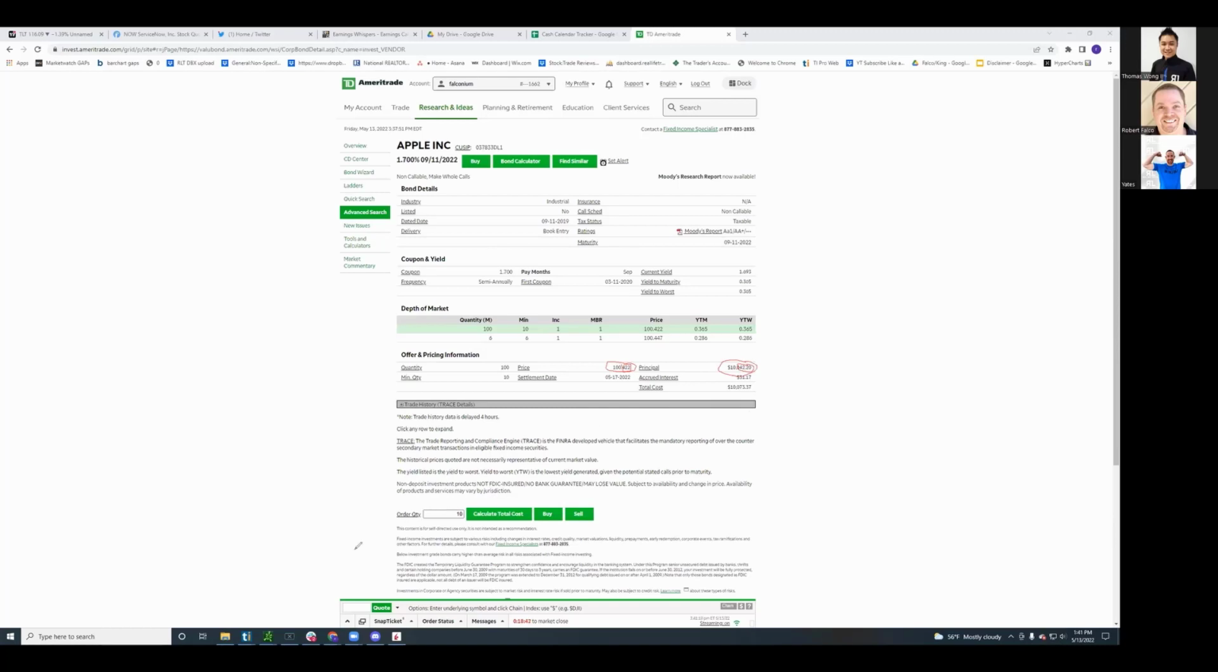Apple can basically issue debt almost at the same rate as the US government because it's considered so stable, that they're not going to miss payments or anything like that. That's why they have an AA1 rating or AA plus rating. So they're probably the best rated corporate bond you can get.